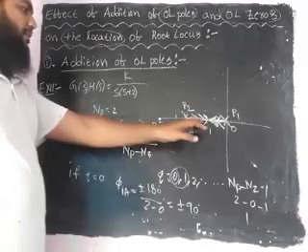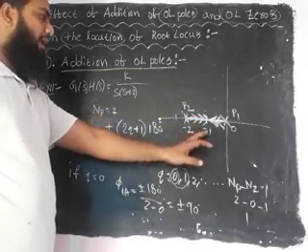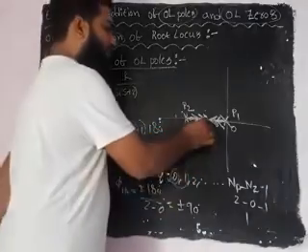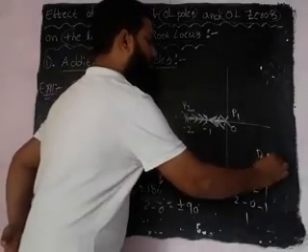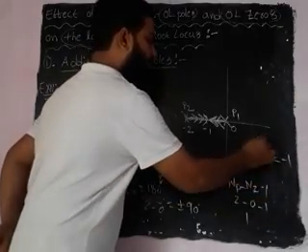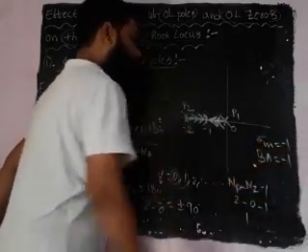Then we have to find the breakaway point. I already did this. The breakaway point for this is -1, and the centroid is also -1.